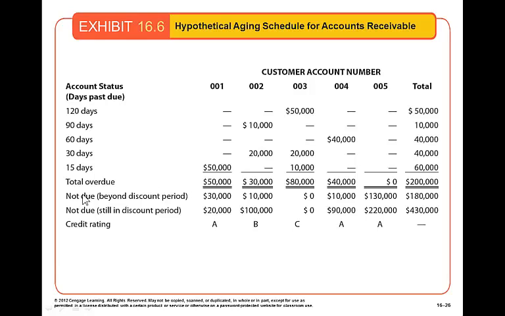Then you've got, look right here on customer 5. He's not due beyond the discount period. They're showing $130,000. That should be right here in this column. So there's a typo here as well. But you get the picture.